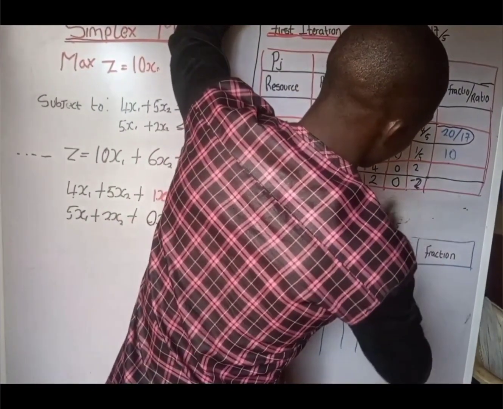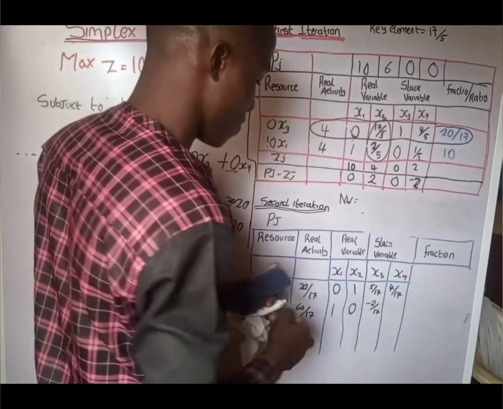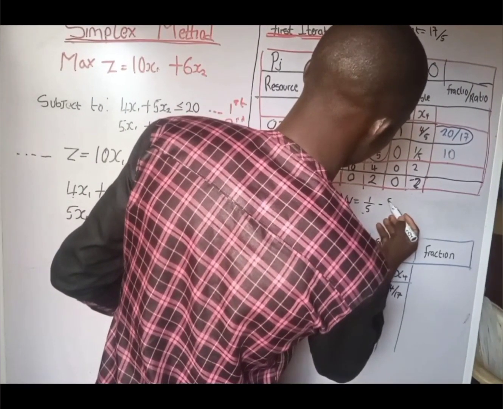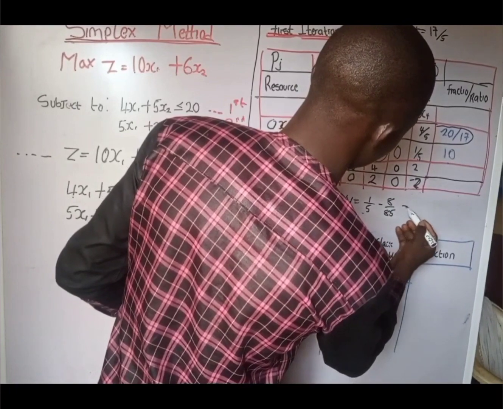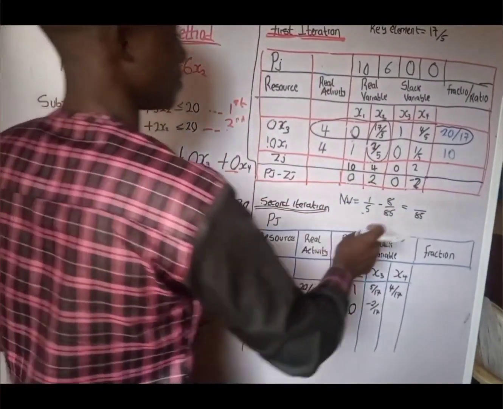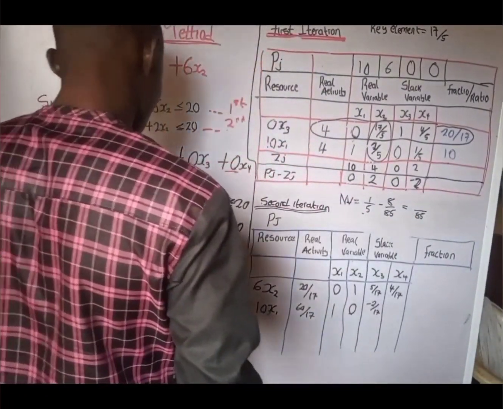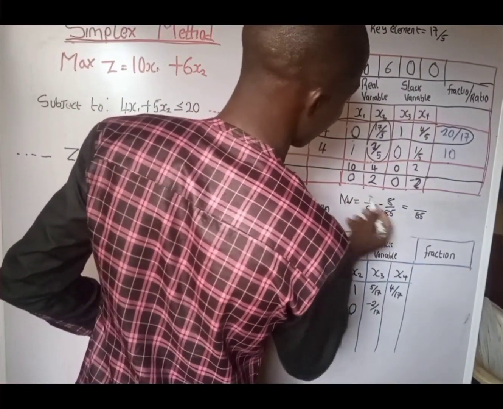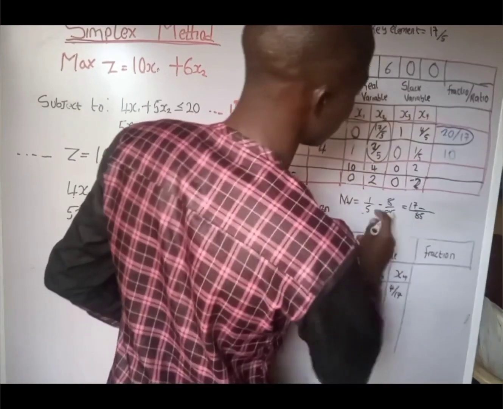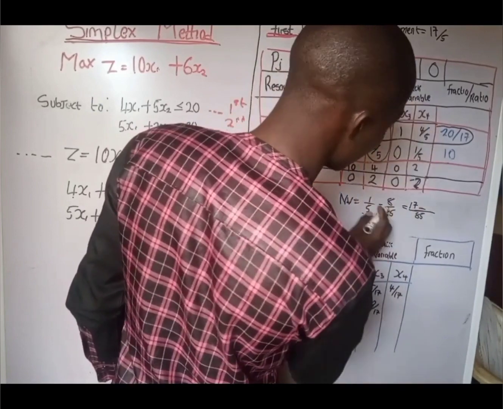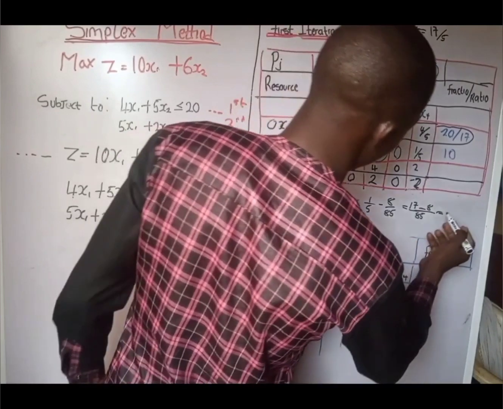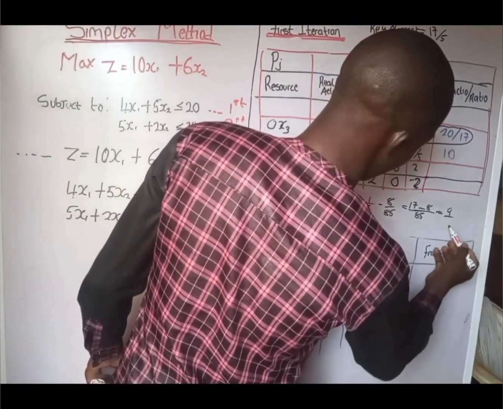Let me write it here. 1 over 5 minus 8 over 85. The LCM is 85. So 85 divided by 5 is 17. 17 multiplied by 1 is 17. This subtraction sign will be here. 85 divided by 85 is 1. 1 multiplied by 8 will give me 8. So I'm going to have 17 minus 8, that is 9. At the end of the day, I'm going to have 9 over 85.